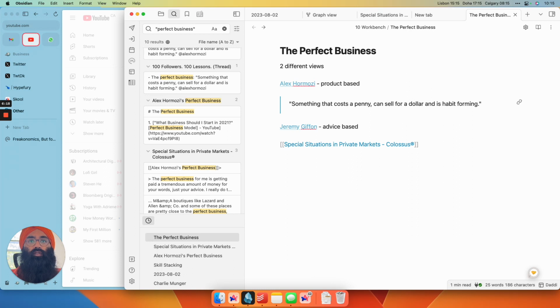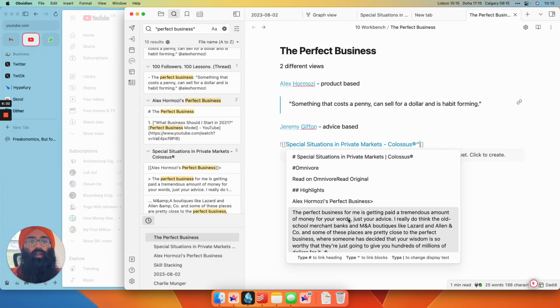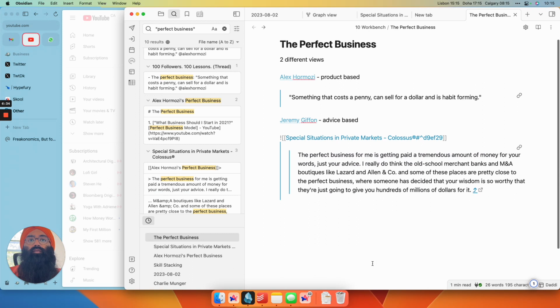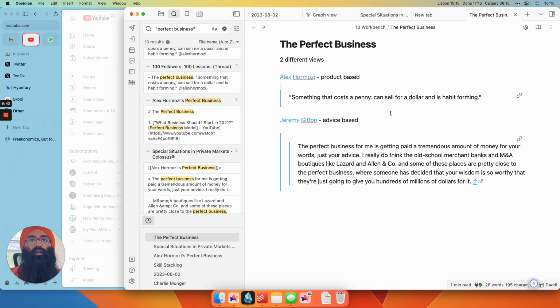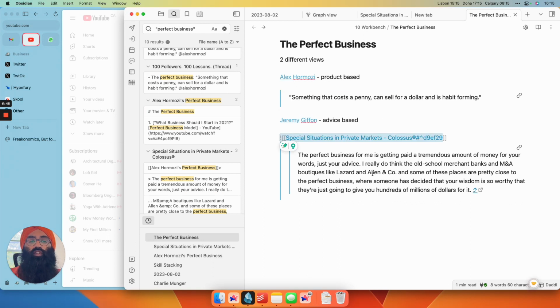And down here for Jeremy's, we're going to create a block reference to the block that we care about here. There we go. So here we go. Two different views, and we literally have a block reference to both that links back to the full articles. If you click in here, it goes back to Alex Hormozi's article. Click in here, it takes you back to Jeremy's podcast transcript.